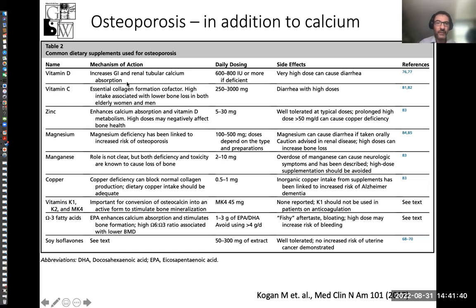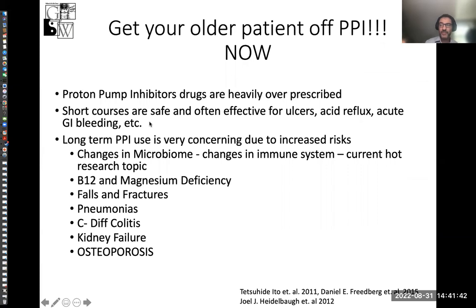So before we go to the more specifics of calcium, magnesium, minerals, and a couple other very specific vitamins, I want to cover this topic. So we have to get people off of the proton pump inhibitors. So those are the drugs like Nexium, Protonix, omeprazole. The problem with these drugs is that they actually increase risk of osteoporosis and they increase risk of fractures.